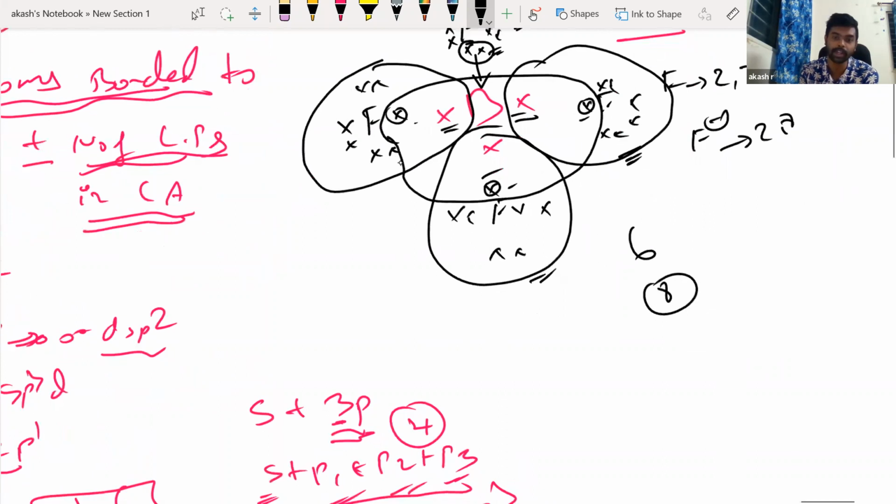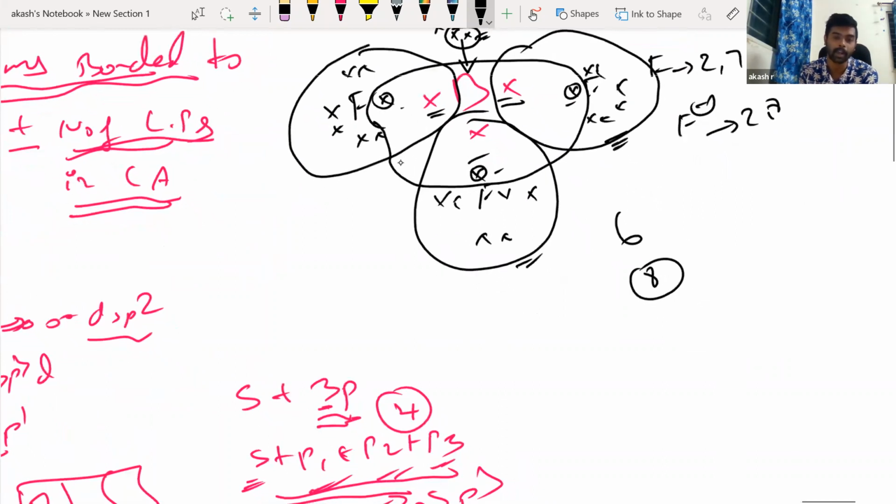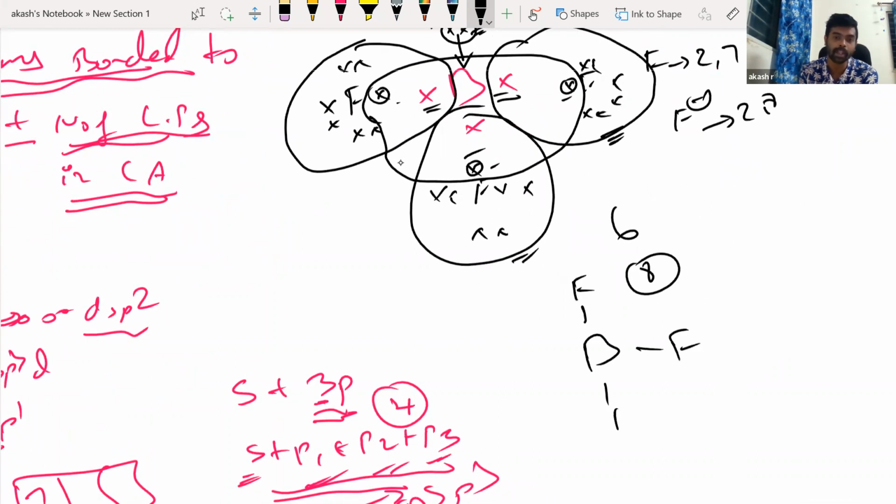We have 3 fluorine atoms normal, and 1 of the fluorine atoms alone is going to be in the form of F minus, and that is going to form a coordinate bond. You understand? So we have established the fact that in the case of BF4 minus, there is 1 coordinate bond.